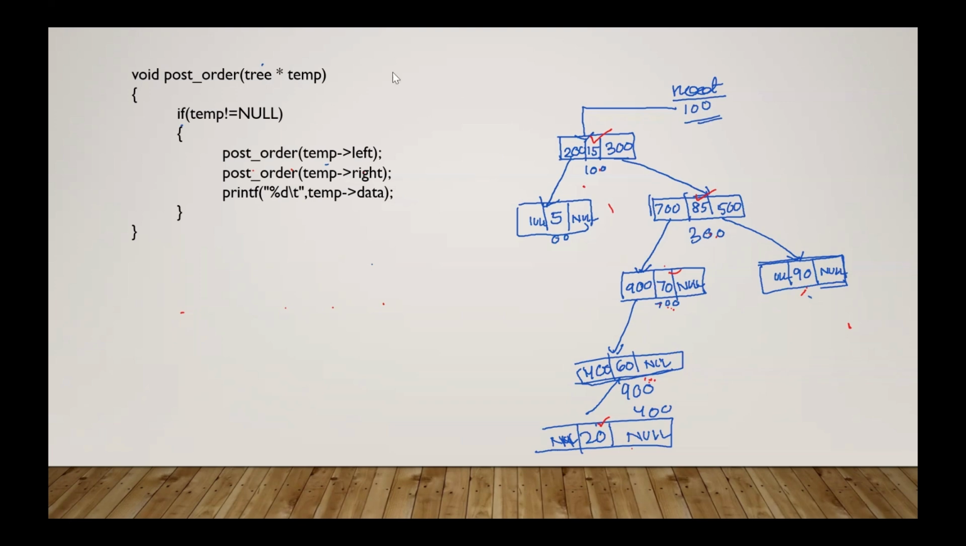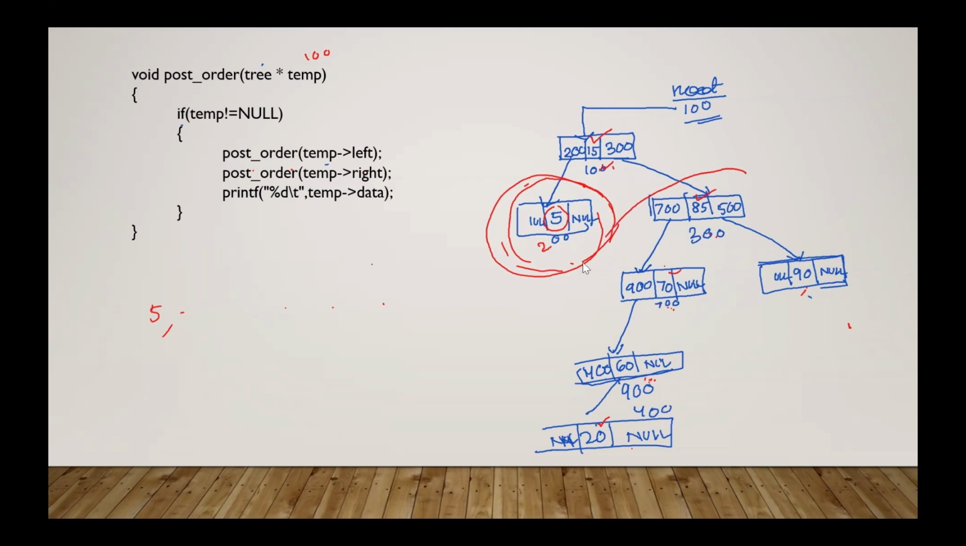So what is the temp right now? We have to pass 100. Whenever we pass 100, it will go to this child, and then to this child. Now 100's next means 200. This is 200. Now at 200, there is no left child, there is no right child. Once left and right are over, then we have to print the data. So we print the data 5. So for 100, left is over.